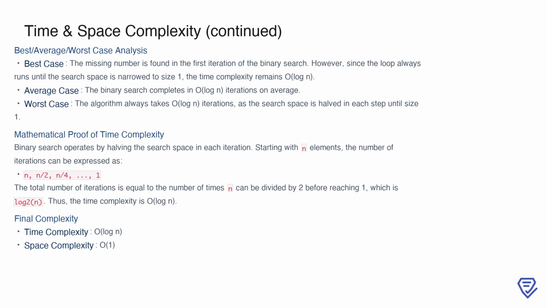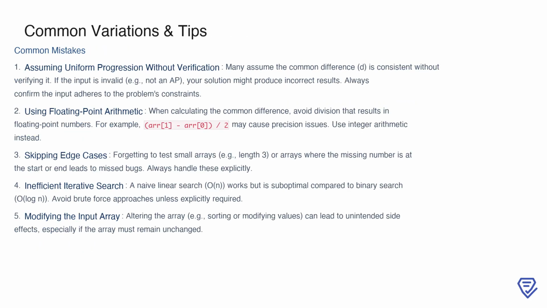Finally, the space complexity remains consistent across all cases, as the algorithm uses only a constant amount of memory, resulting in O(1). One common mistake is assuming the progression is uniform without verifying it. Just because the input looks like an arithmetic progression doesn't mean it actually is. If the input is invalid, such as not adhering to the rules of an AP, your solution could yield incorrect results. Always confirm that the input meets the problem's constraints before proceeding.